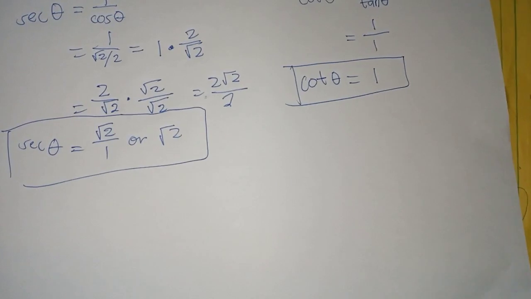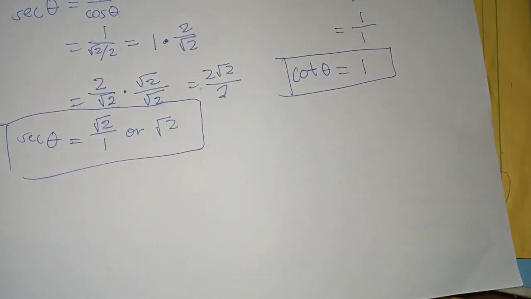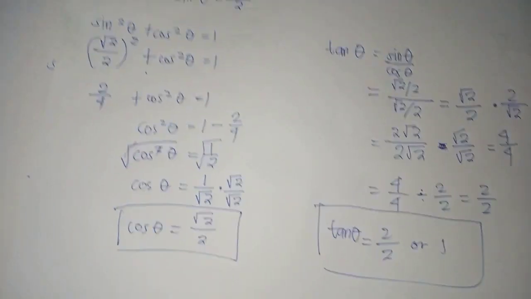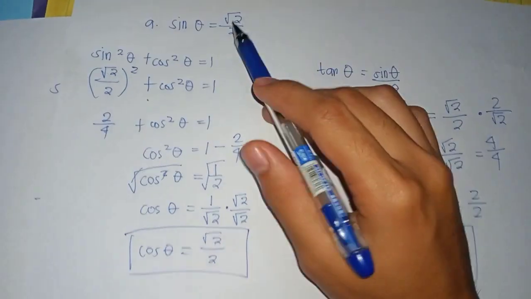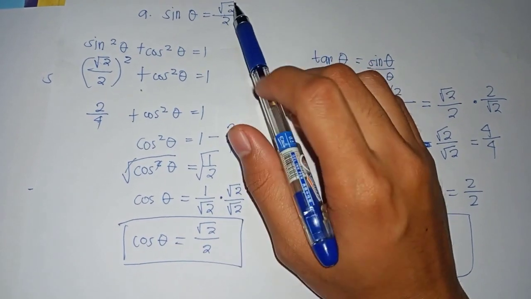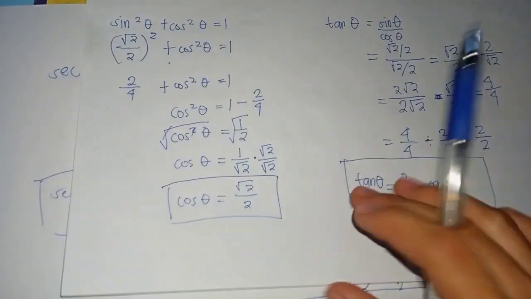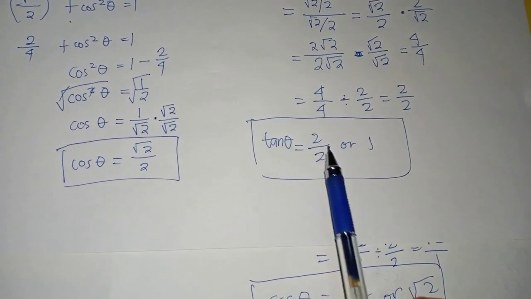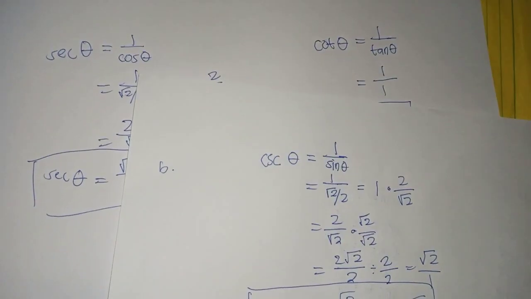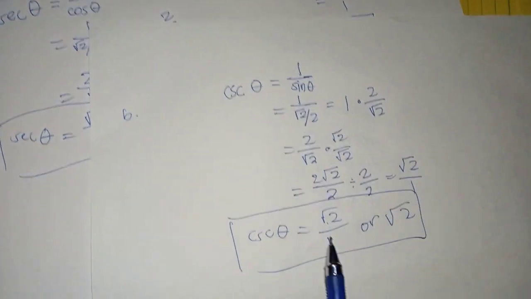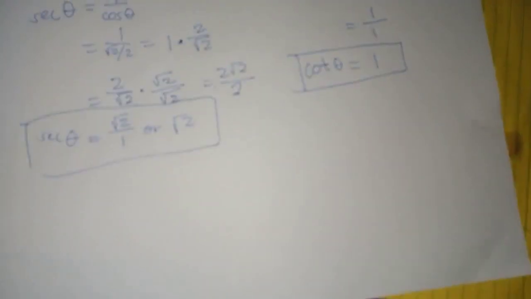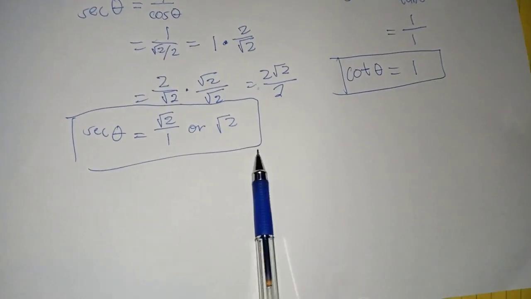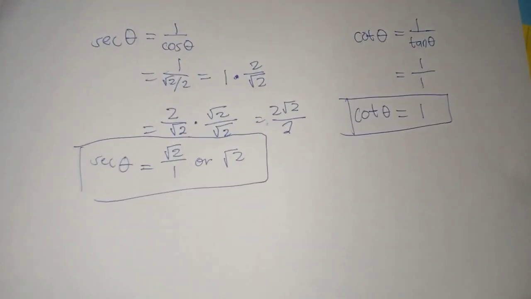So our five remaining trigonometric functions: sine theta is equal to square root of 2 over 2, we have cosine theta square root of 2 over 2, tangent theta we have 2 over 2 or 1, and we have cosecant theta square root of 2 over 1 or square root of 2, and our secant theta we have square root of 2 over 1 or square root of 2, and cotangent theta we have 1.